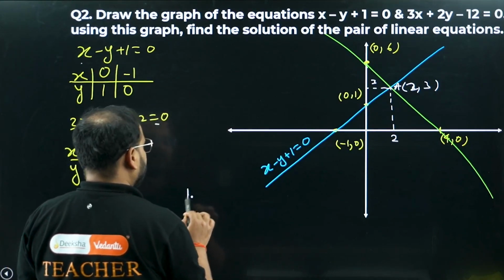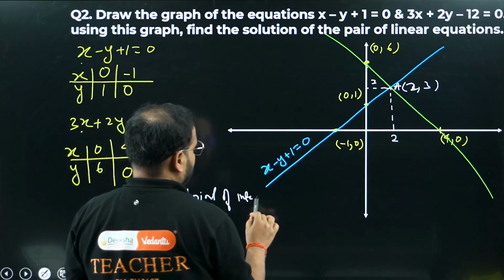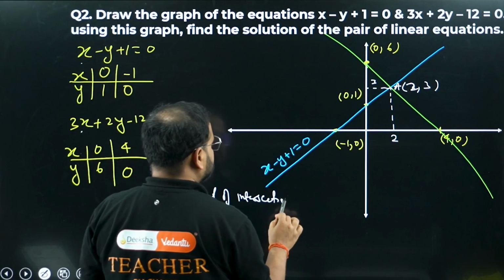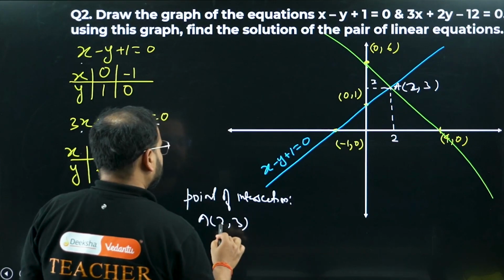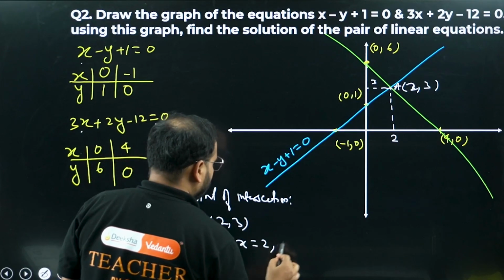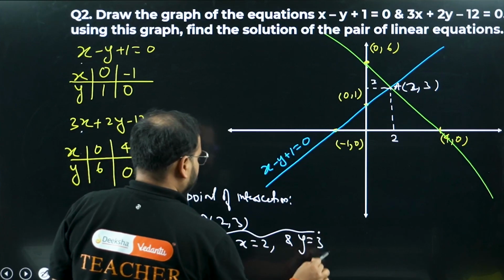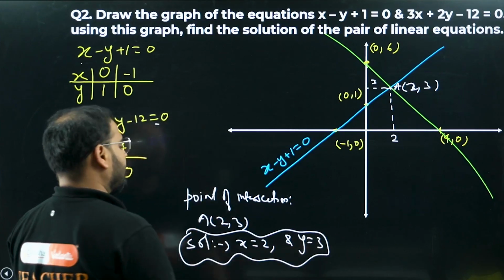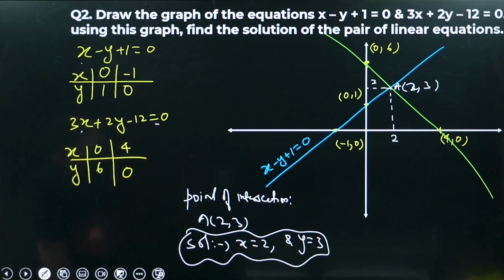The point of intersection I'll write first. The point of intersection is A, 2, 3. So what is the solution, bacha? The solution is x equals 2 and y equals 3. Correct? This is your answer. Please have a look. Okay, simple enough. Shall I move on? Okay, yes.